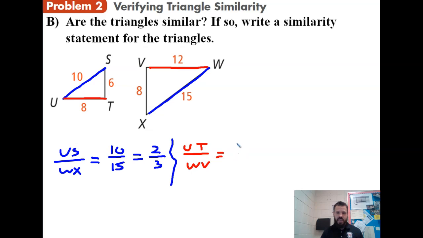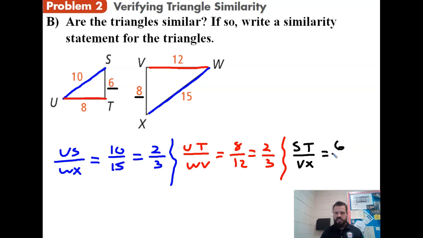That's equal to an 8 over 12. Both those are divisible by 4, so that'd give me a 2/3 as well. And then the issue with this one, as we look at the third set of sides, ST over VX, we end up with a 6 over 8, which if I divide both those by 2, we get a 3/4.